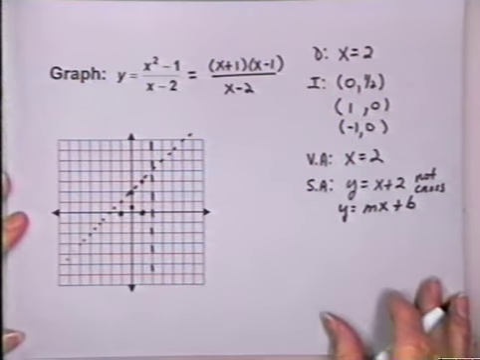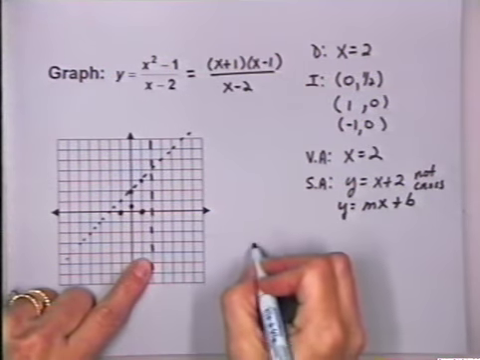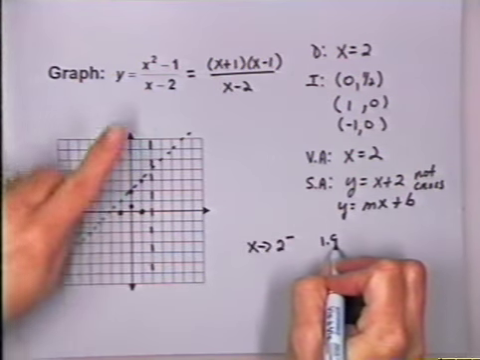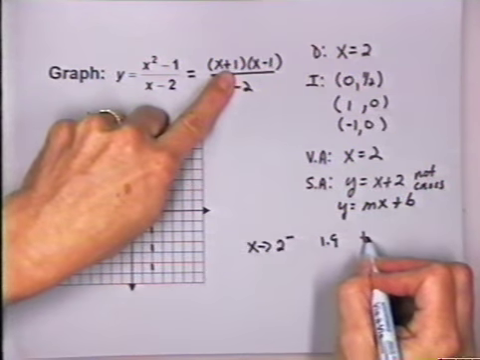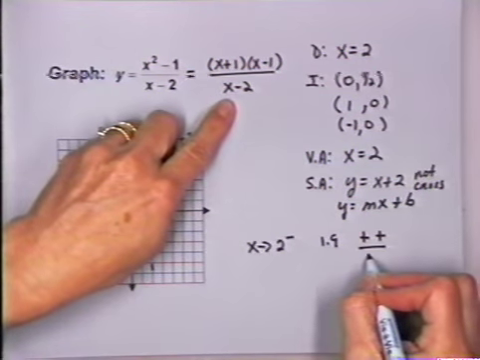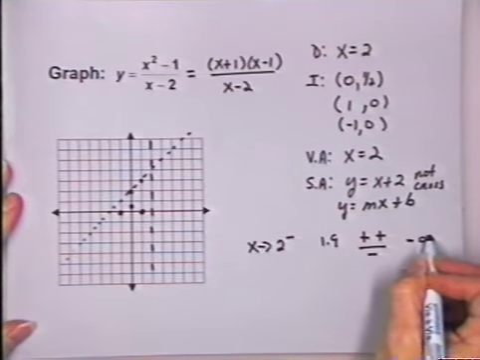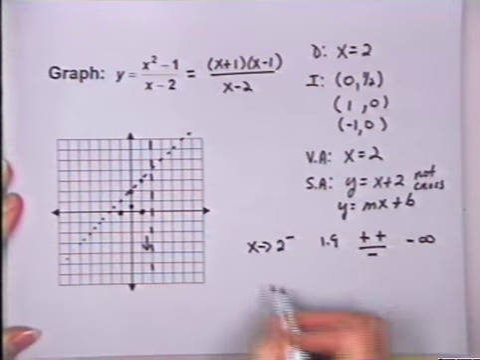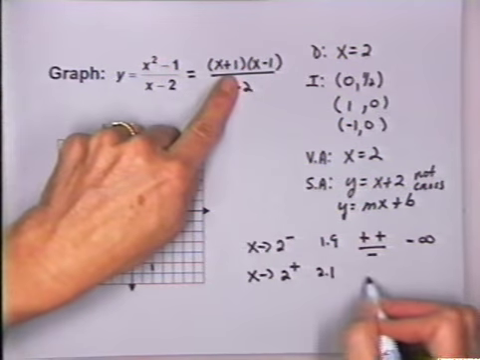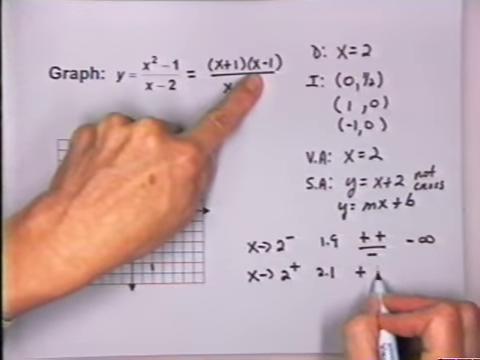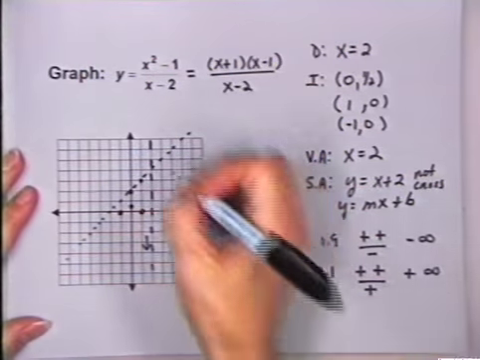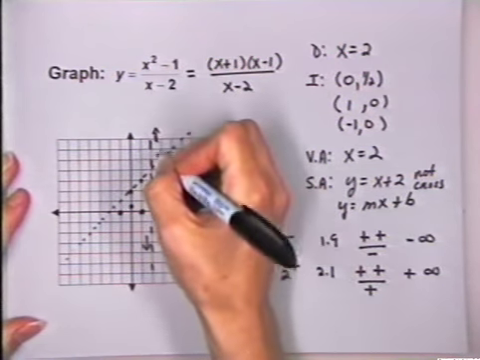Okay. Shall we look at what's happening in our vertical asymptote? As x approaches 2 from the left, we could use 1.9 for that. 1.9 plus 1 is positive. 1.9 minus 1 is positive. 1.9 minus 2 is negative. So I get a negative infinity. Let's approach 2 from the right, like 2.1. 2.1 plus 1 is positive. 2.1 minus 1 is positive. 2.1 minus 2 is positive. I have positive infinity. So be sure, let's get up here above that slant asymptote.